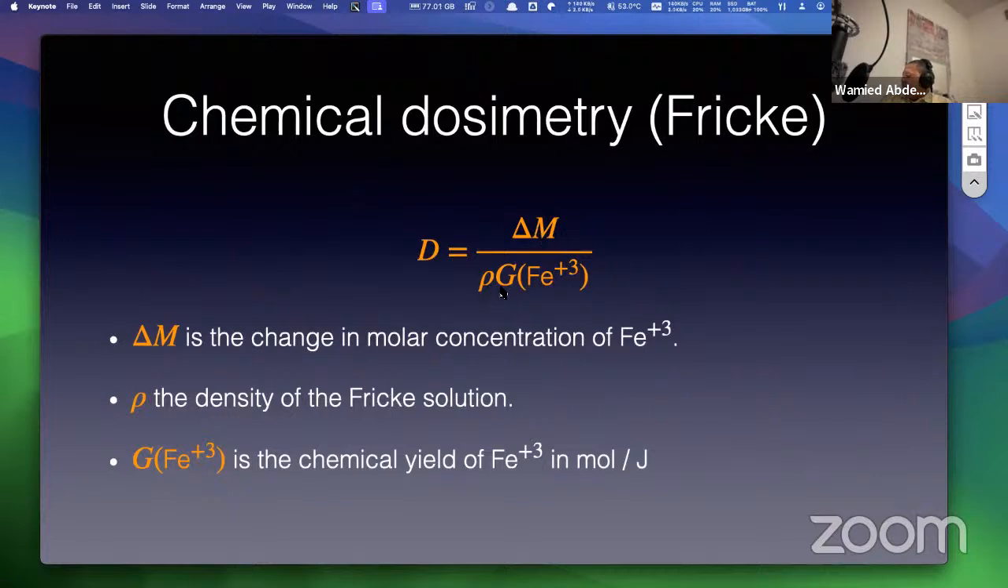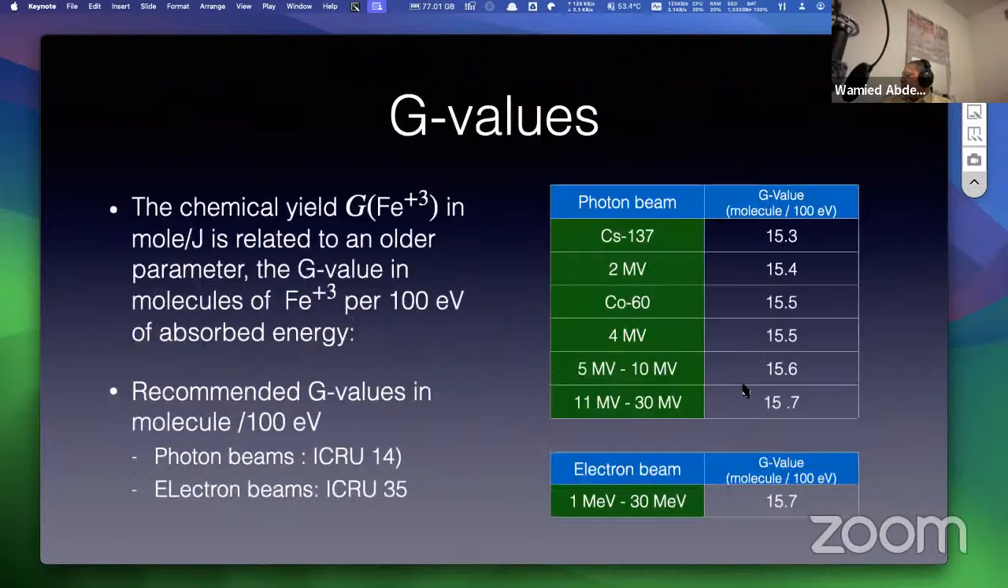We have the density, and we have this G value. The G value is the chemical yield, given in moles per joule. So this is a constant for us. All we need to know is the change in this concentration, and obviously we want the density of the Fricke solution. We need that. This chemical yield is related to an older parameter, they were using an older parameter, called the G value. G value is, I like its concept.